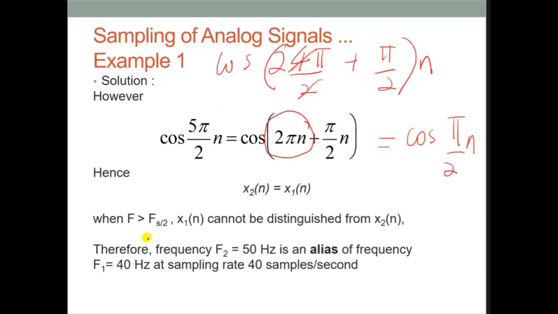So therefore, here you see that x1(n) cannot be distinguished from x2(n), whereas the two analog signals in the beginning are two different signals. So therefore f2, 50 hertz, is an alias of frequency f1, 40 hertz, at a sampling rate of 40 samples per second.